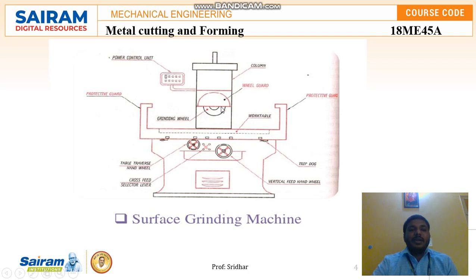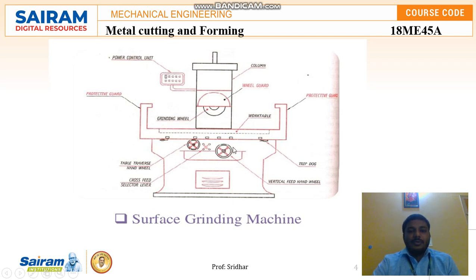The grinding wheel is made up of abrasive grains, and this is the work table. Here the grinding wheel will be fixed, and we can see the work table. We can move or slide it with the help of the vertical feed. We can move towards the right and towards the left. Here again it is protected by the protective guard on both sides.